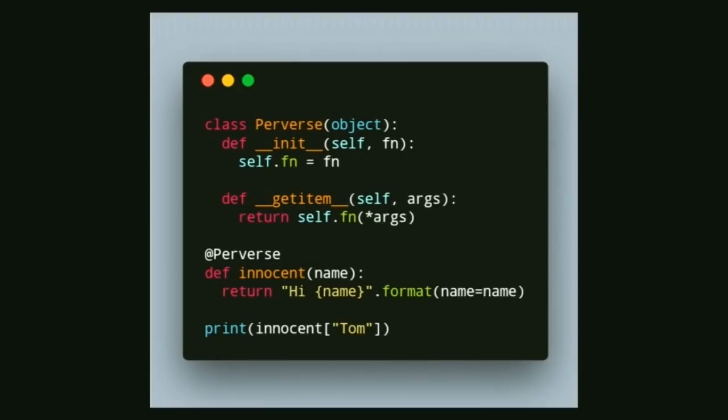So this is a class that acts as a decorator, takes a function, and also overrides getItem with args, which will return calling the function with those arguments. Apply it to this innocent function name, which says hello, format name, and then prints hi, Tom. And notice that you're calling the function with square brackets because parentheses are lame.